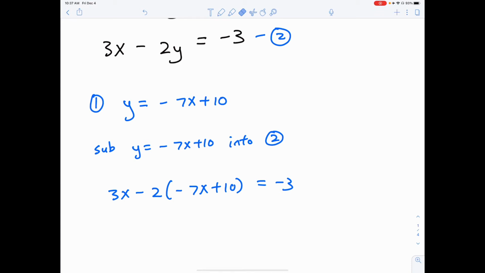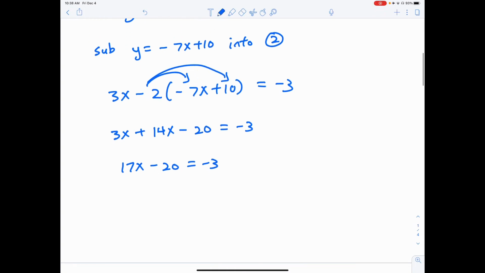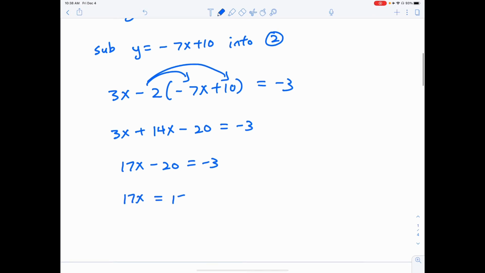So here we're going to get 3x plus, because it's minus 2 hits the first term, so negative 2 times negative 7x gives me plus 14x, and then negative 2 times 10 gives me minus 20, equaling to negative 3. We're now going to collect like terms, so we get 17x minus 20 equal to negative 3. We'll do this step by step so we don't skip any steps here. We're going to add 20 to both sides, and we get 17x equaling to 17.